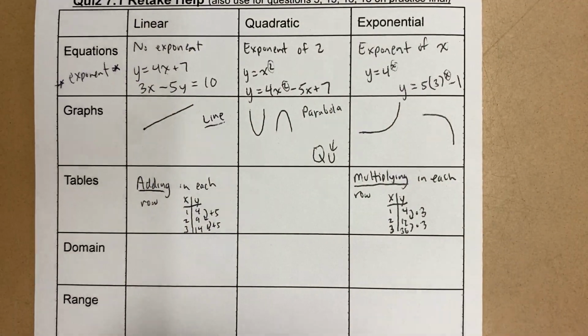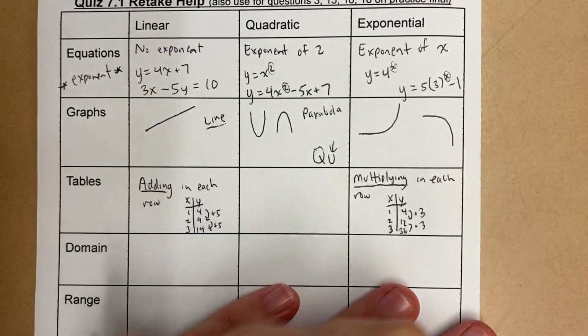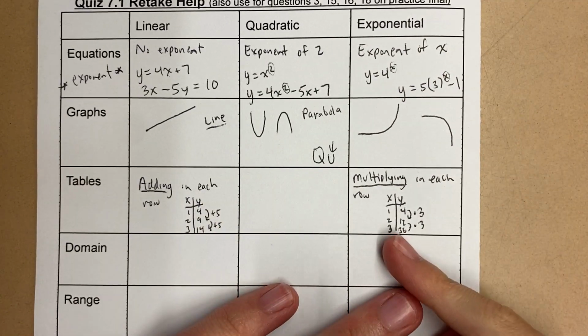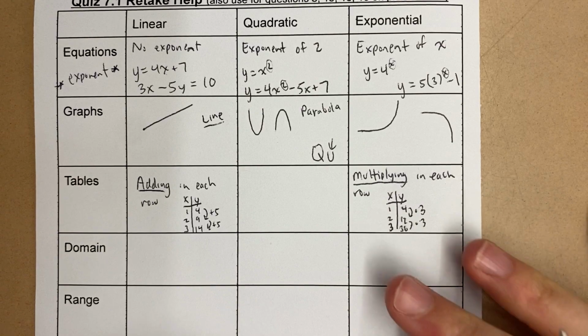Okay, so exponential multiplying. Linear adding. Like honestly quadratic, it's like the other one. Find the one that's adding in each row, find the one that's multiplying in each row. The quadratic is the other one, okay?